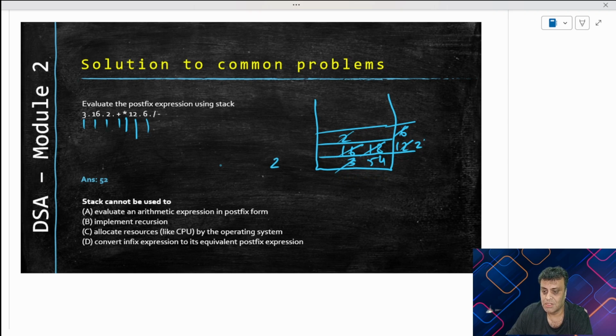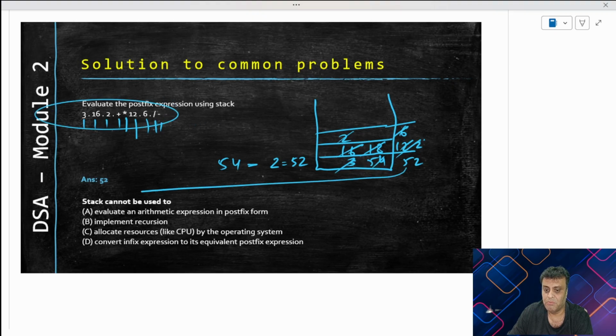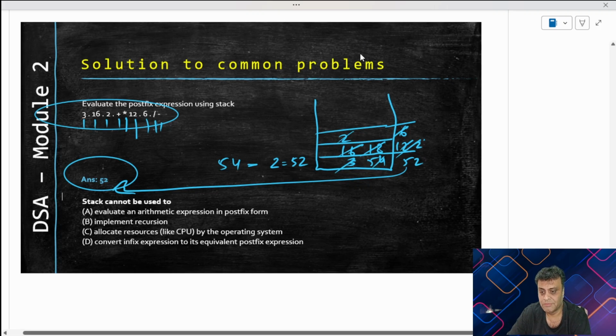So 2 will come here, 54 will come here, we'll have to do a minus, and this will be 52. 52 will be pushed to the stack. We have ended our expression. If we have ended, we'll have to pop 52 back as the answer, right? So that is how we solve this problem.